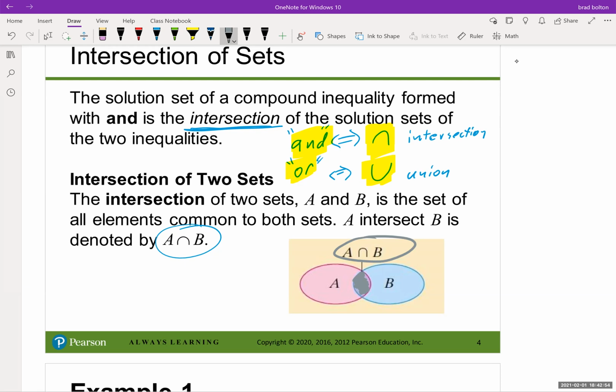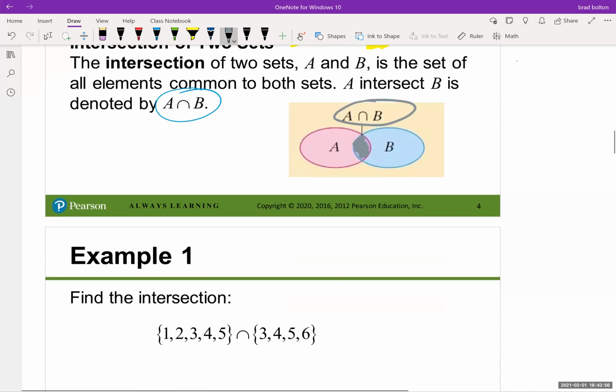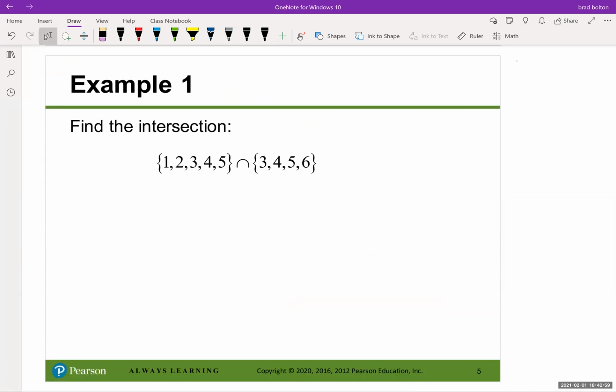But sometimes drawings help, sometimes they don't. Sometimes just working with sets is what we would like to do. So here's a situation. It says find the intersection of the set. And remember, you guys, this little line right here, that's set notation. So they're saying find the intersection of the set {1, 2, 3, 4, 5} and, remember, the word "and," the other set {3, 4, 5, 6}. So what you're asking is, where do the two sets share a common value?